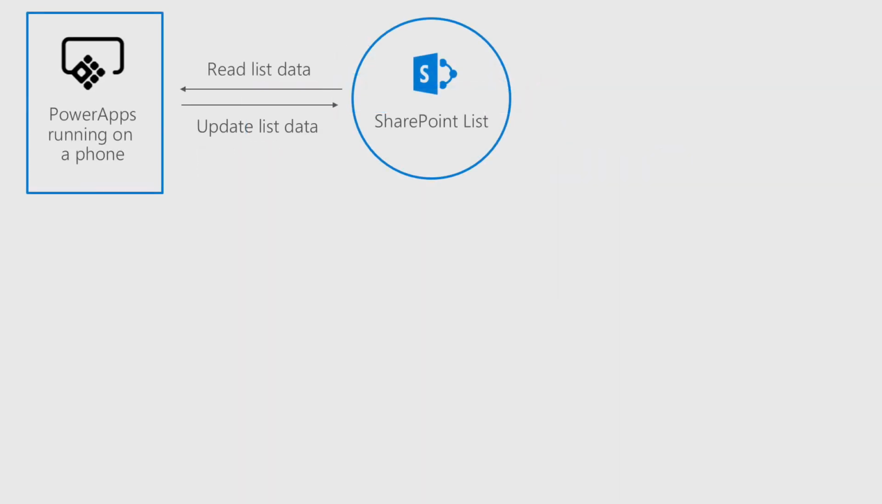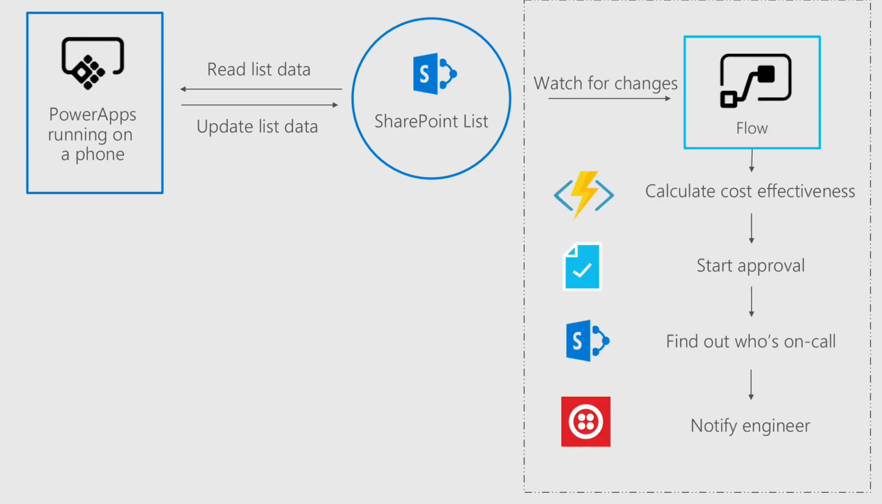Okay, so let's get back to our demo. So far, what we have is a Power App running on a phone. It is reading and writing list data to SharePoint. So this is where on the Power App, I can see all the turbines in my company, and I can also mark whether something needs a service or not.